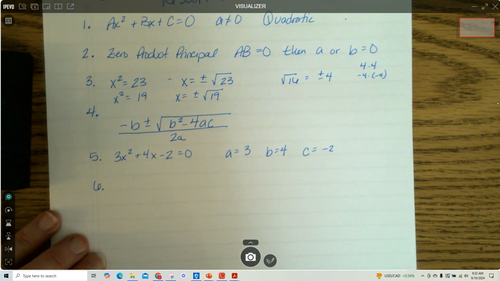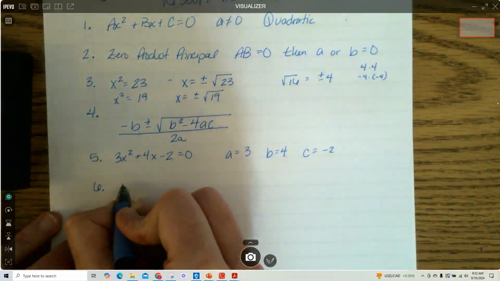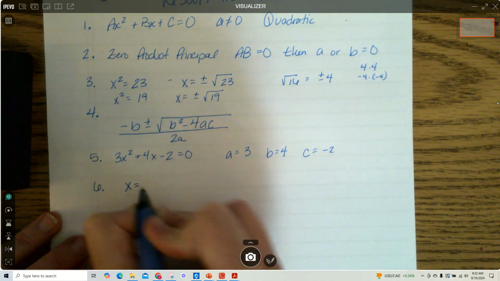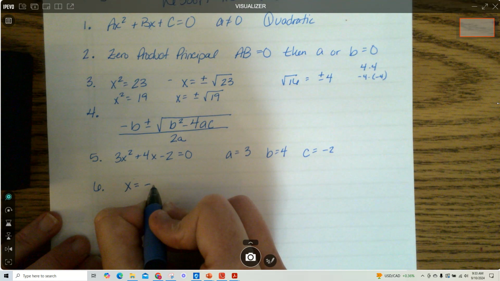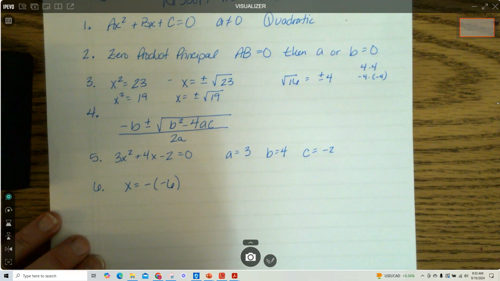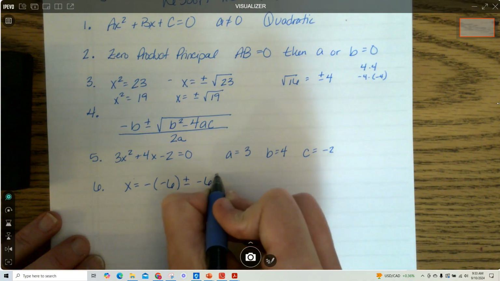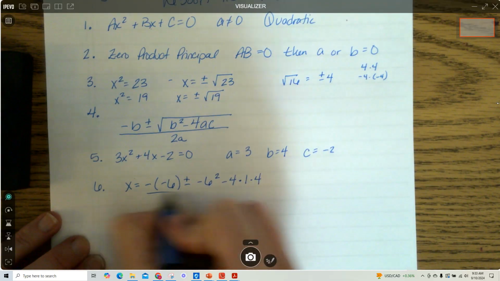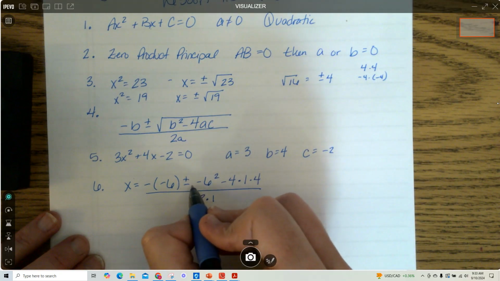Okay, 6. Now it just says simplify the following, and it's the whole quadratic formula. So mine is x equals negative, there's just a negative sign times negative 6. So it's negative sign, open parentheses, negative 6, close parentheses, plus or minus the square root of negative 6 squared minus 4 times 1 times 4, over 2 times 1. And it just wants you to solve it. Look at the square root.